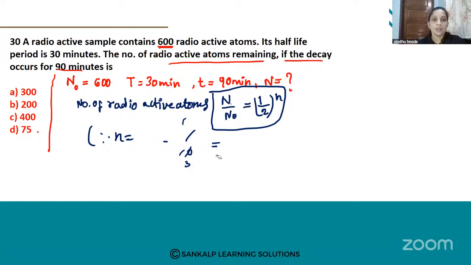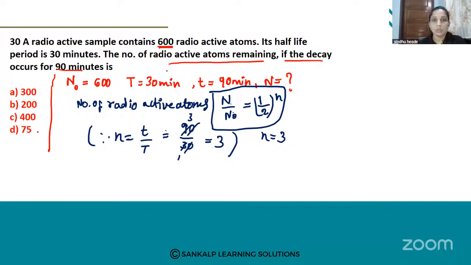Or we can take it like this also. Finally you have to calculate n. Here capital T is the half-life period, so small t is the decay time, 90 minutes. So small t divided by capital T is equal to 90 divided by 30. The 0 and 0 cancel out. 3 ones are 3, 3 threes are 9. What you get is 3. So this is your n value. Here n is equal to 3.